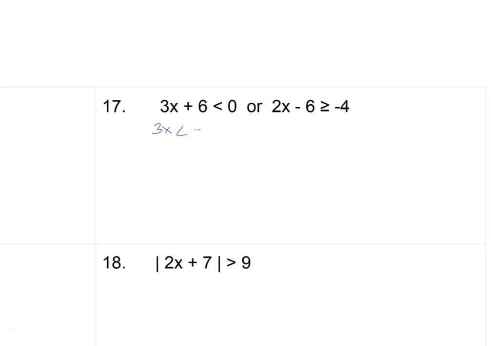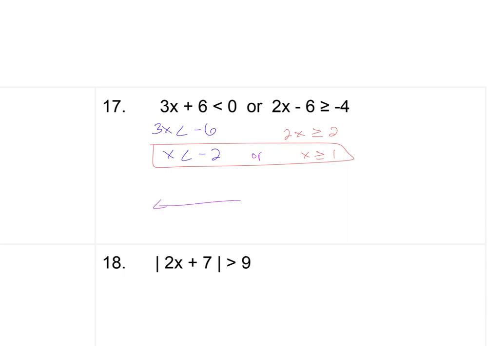3x, subtract the 6, divide by 3. 2x, I'm going to add the 6 to get 2. So here are my answers there. If you want to write the word or, go for it. 0 in the middle. We're going to have the blue is an open dot here and everything less than that. And this is going to be a filled in dot, everything greater than that.